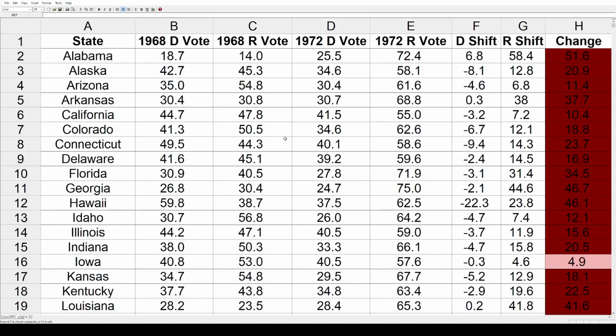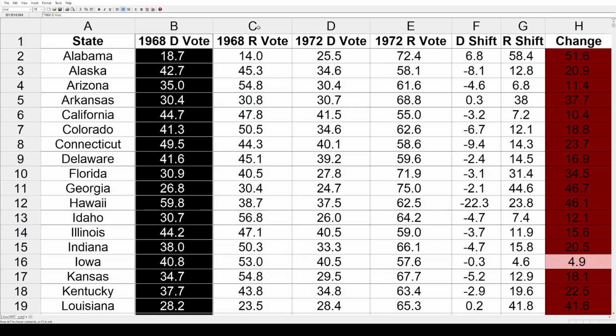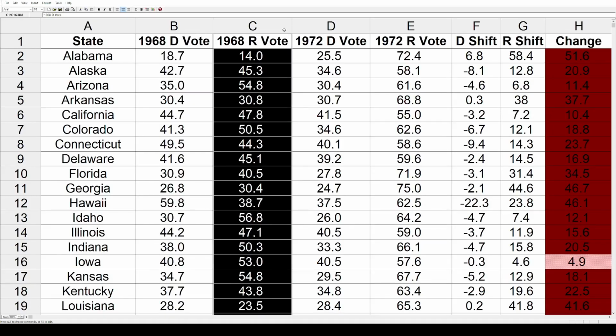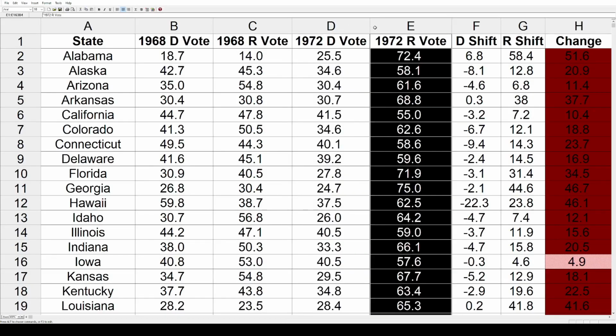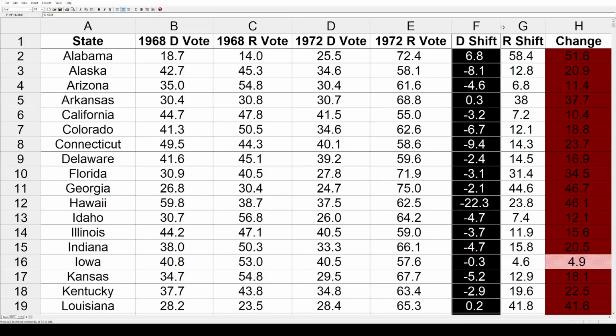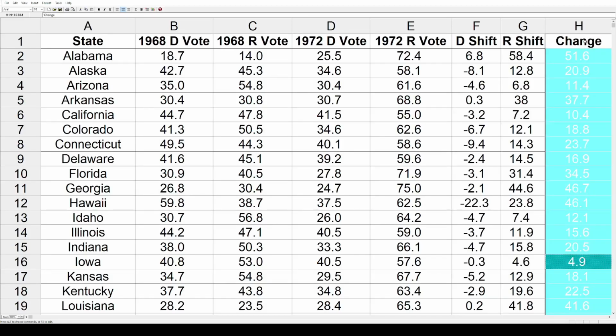So if we come back here to the usual spreadsheet, either you love this thing or you don't, but the states are in the first column. The next column is the 68 Democratic vote, Hubert Humphrey, followed by the 68 Republican vote, Richard Nixon. Jump ahead to the 72 Democrat vote, that's George McGovern. The 72 Republican vote, Richard Nixon again. The next columns are the Democratic shifts between those two elections, followed by the Republican shifts. And the last column is the net change between the two elections, between the two parties.